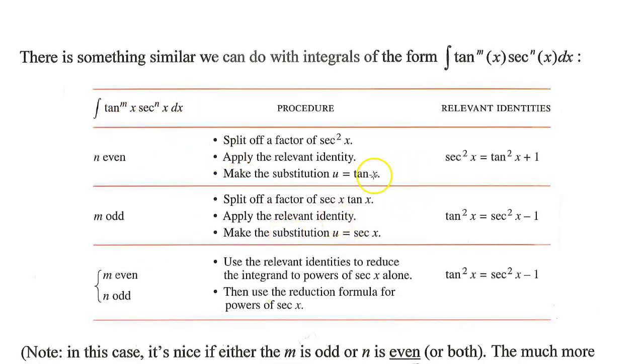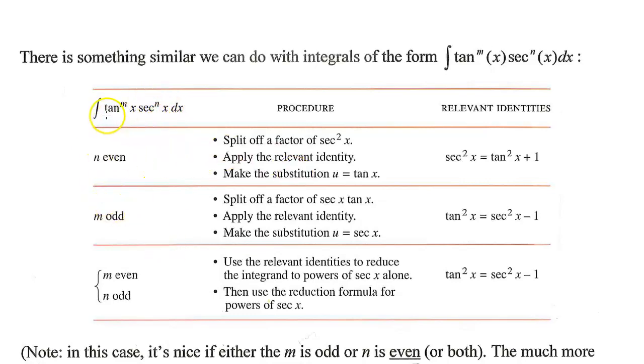But basically what you're going to use are these relevant identities. Remember, we had sine squared plus cosine squared is 1. Well, we also had these identities involving secant and tangent. When we split off the secant here, the reason we want it to be an even power is because we're going to split off a secant squared. Because we'll eventually let u be tangent, then du will be secant squared x dx. That's why we want the power to be even, because we split off a secant squared, and what remains will be an even power of secant, which is good.